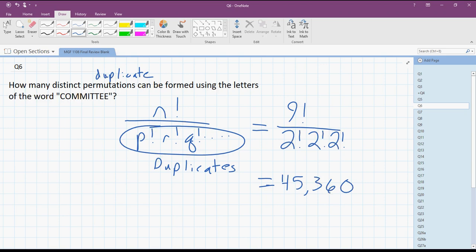For real, for real. That's a no-joke number. That is all the different ways we can take this and make distinct permutations. I know, right? All right. Number 7.